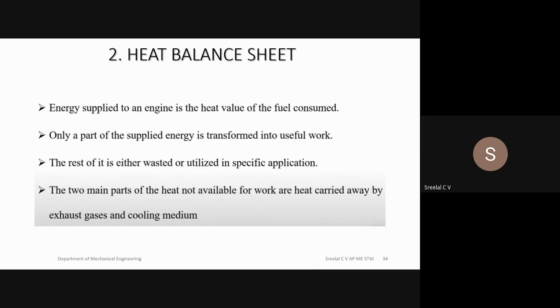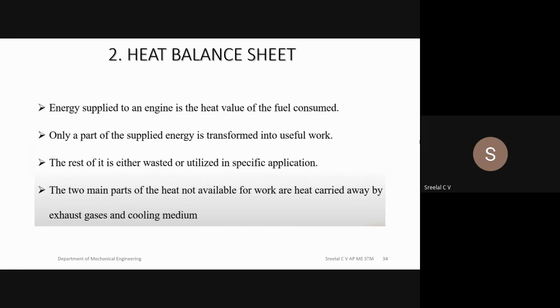Have you ever heard what is meant by a balance sheet? No, sir. Actually, a balance sheet is, for example, if you are starting a business, for a month we will try to understand what the income is as well as the expenditure, right?